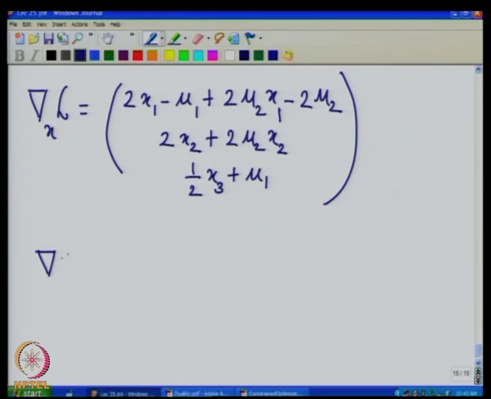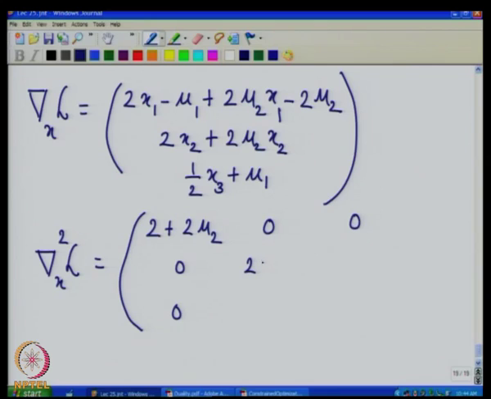Now, the Hessian of the Lagrangian will be a 3 by 3 matrix. We have 2 plus 2 mu 2, and there are no terms in this which involve x2 and x3, so the other components are 0, and since it is a symmetric matrix, these components are also 0. Now, let us look at the second term. The derivative with respect to x2 gives 2 plus 2 mu 2, and there is no term involving x3 in the second component, and in the third component we have half. So, this is going to be the Hessian matrix of the Lagrangian.